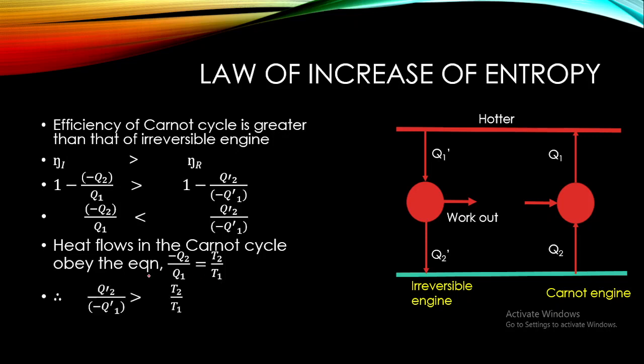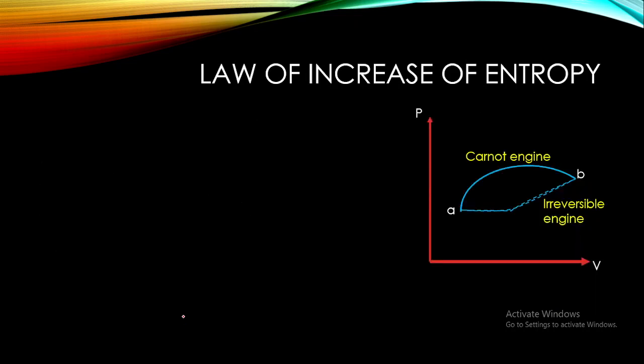So you can write it as Q2 prime. Instead of minus Q2 by Q1, I can represent it as T2 by T1. So T2 by T1 is less than Q2 prime by Q1 prime, or Q2 prime by Q1 prime is greater than T2 by T1.